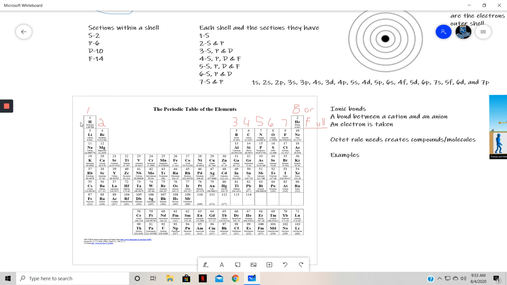the element is in the first row. If an element is in the first row, then its electrons are going to end on the first ring. If the element is in the second row, then its electrons will end on the second ring, and third row, third ring, and so on and so on and so on.